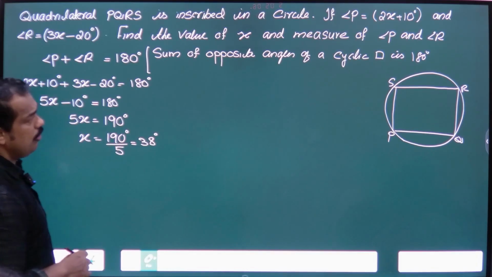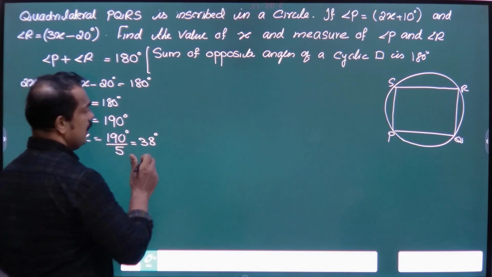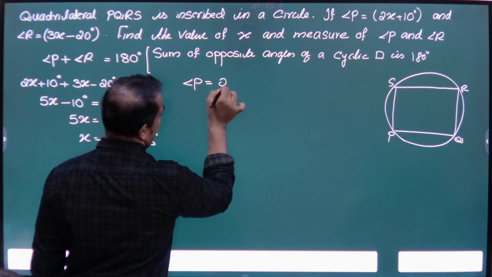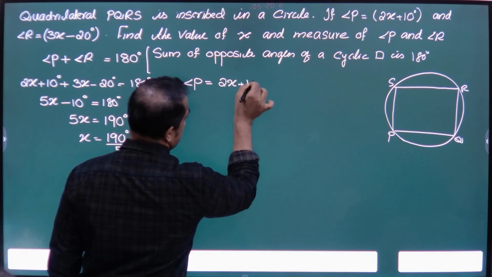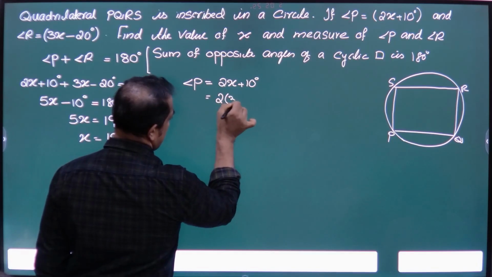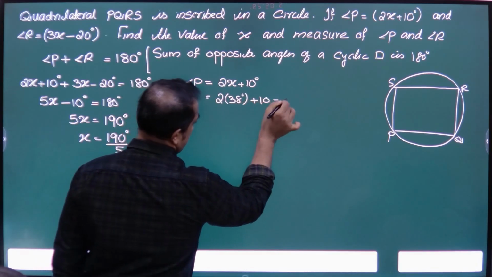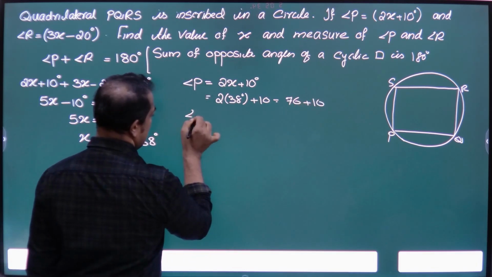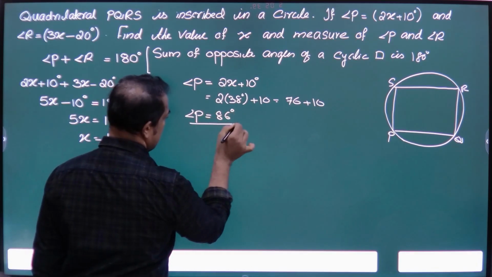Next you have to find the value of angle P and angle R. What is angle P? 2x plus 10. 2 into, what is x? 38 plus 10. 76 plus 10. So what is angle P? 86 degree.